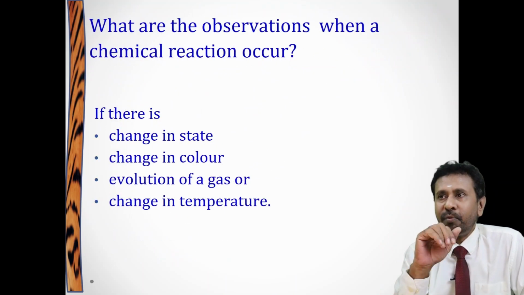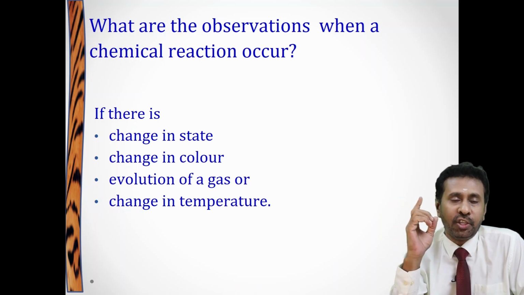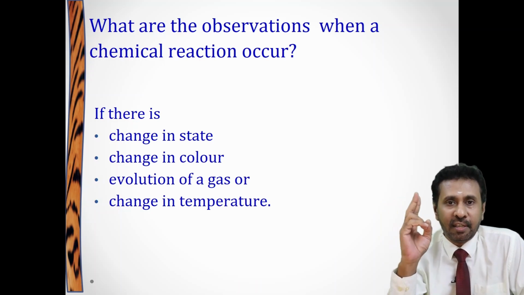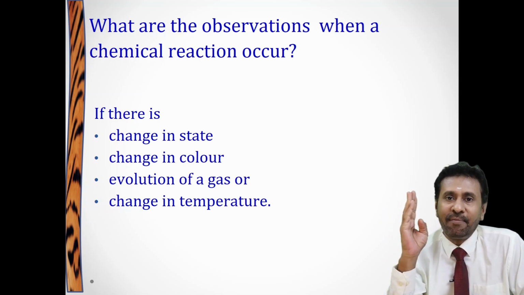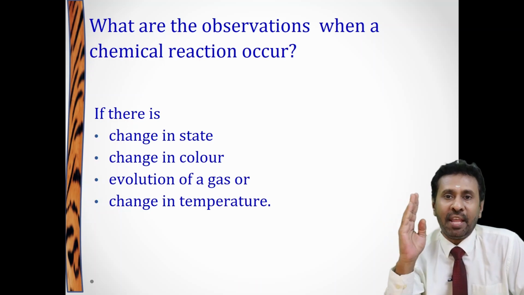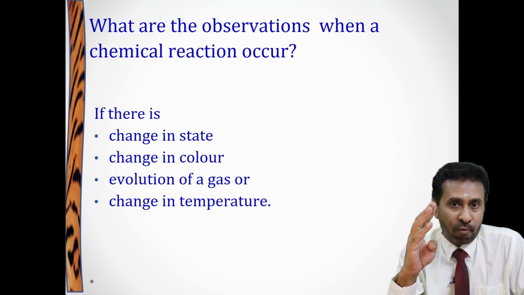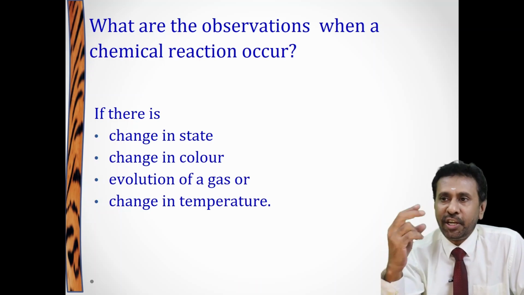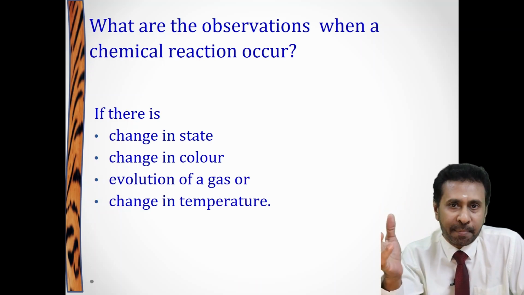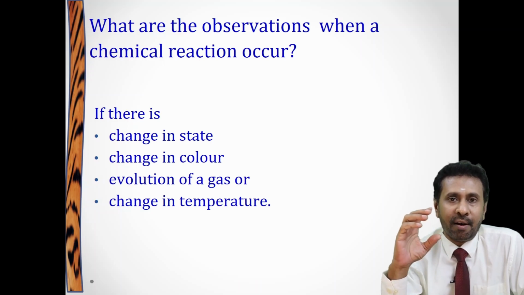So what are the observations when a chemical reaction occurs? This again is very important. If there is a change in state, a change in color, an evolution of gas, and a change in temperature, then we say that a chemical reaction has occurred. So these 4 points, please remember. I repeat again: a change in state, a change in color, evolution of gas, and a change in temperature. These are the observations we have when a chemical change happens.